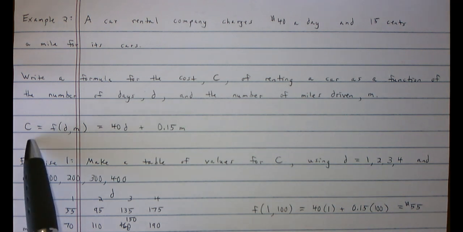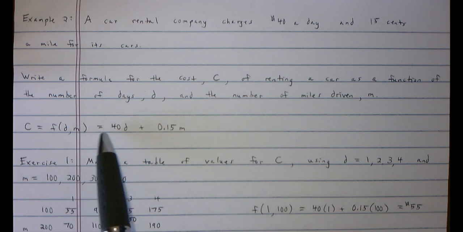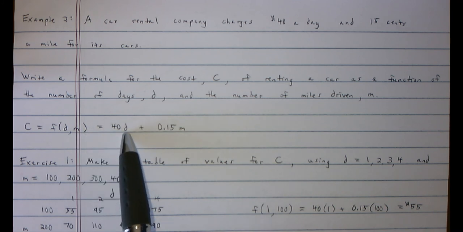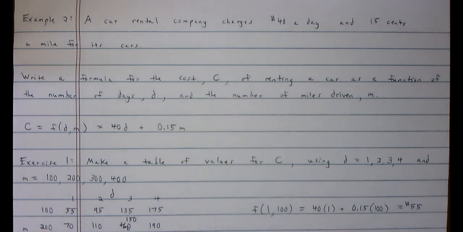So we could write C equals f(D, M) equals 40D. Each day you rent the car, you have a cost of $40, plus 0.15M for each mile driven. There's a cost of 15 cents.